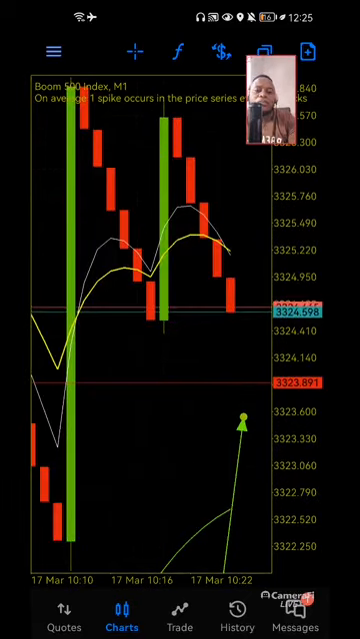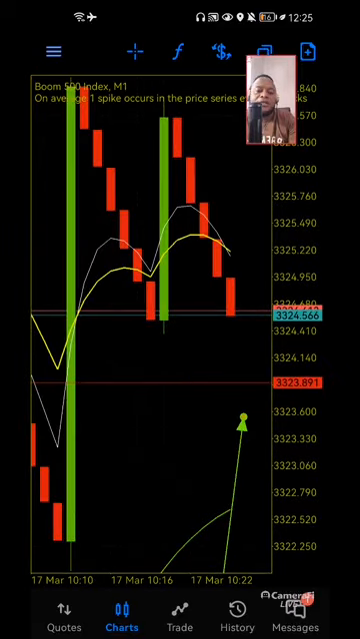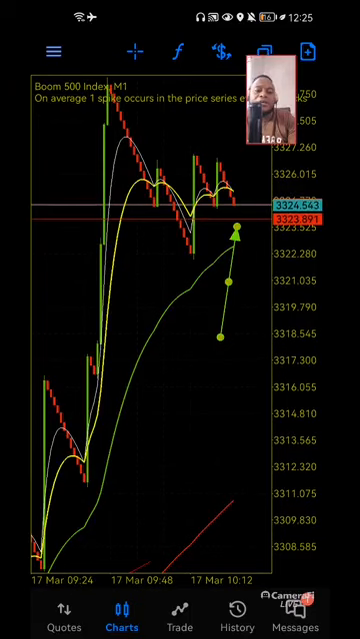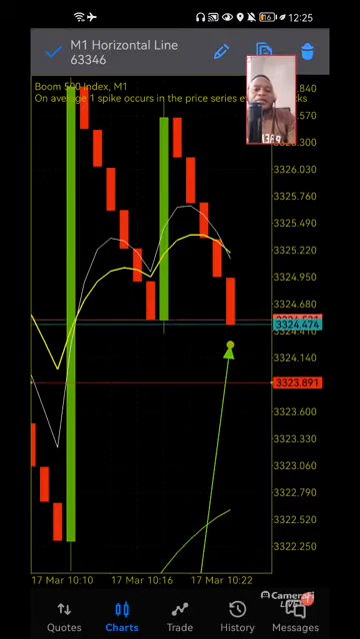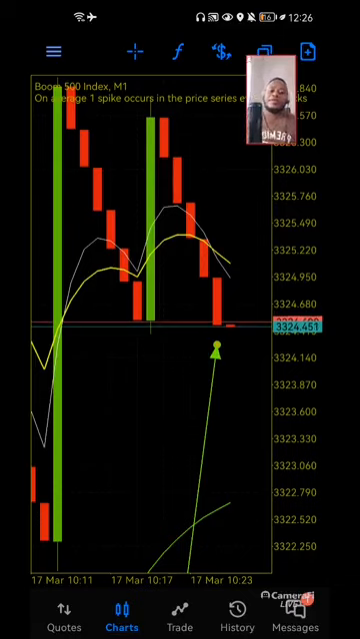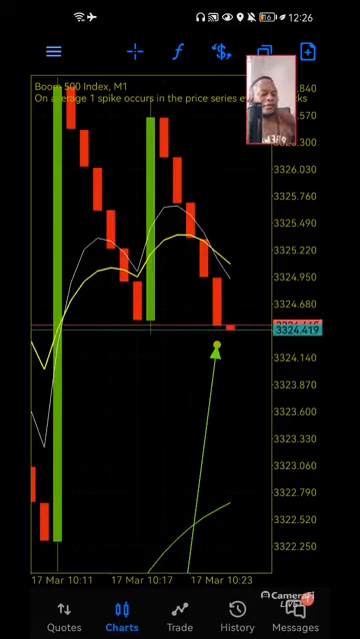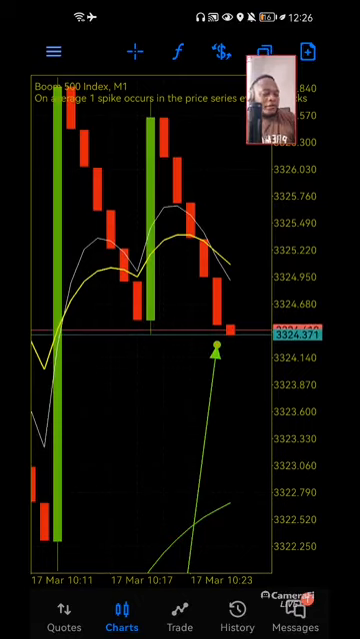So this one is for Boom 500. This one is for Boom 500, 1 minute time frame. Inside, Boom 500, you are only one candlestick away. They have to be five, and then that's when you can get out. They have to be five, that's when you can get out.